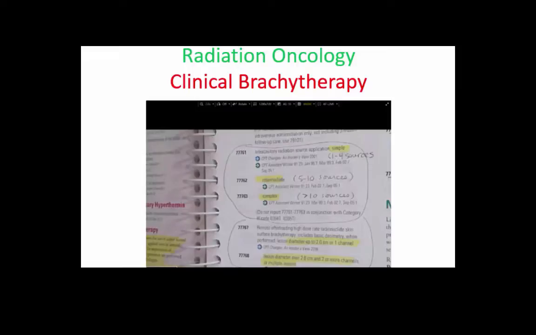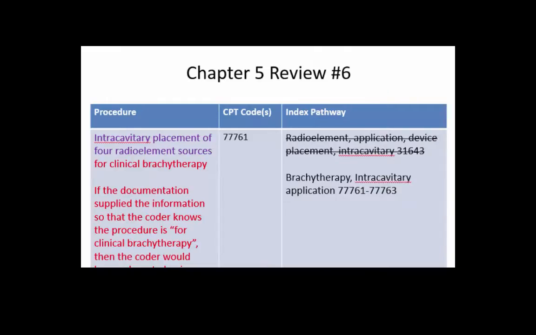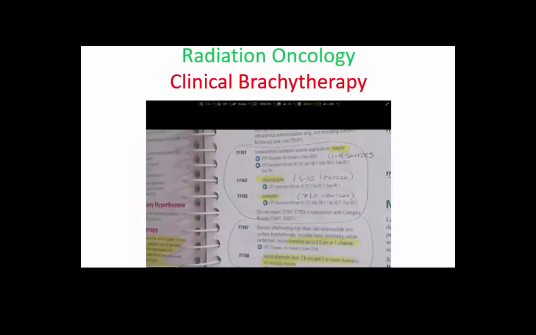When we go to the code book, you see this is this family here. It is important to note that the number of sources for the clinical brachytherapy is how you're differentiating these codes. And in this particular case, it told us 4. Go back to the scenario here: 4 radio element sources. So that is what's going to drive your selection of the first code.